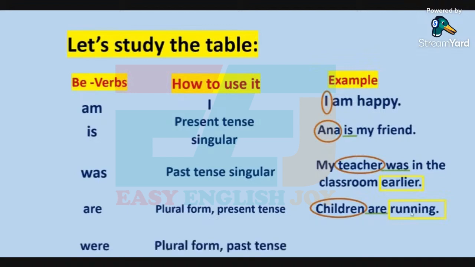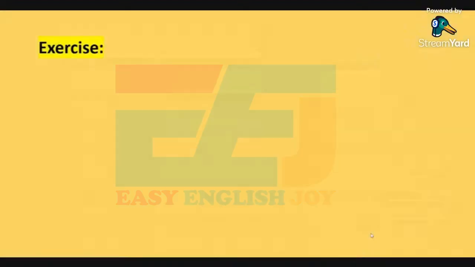Were is used in the plural form past tense. Example, they were dancing yesterday. They is plural. Were is in the past form. And we have here the time expression yesterday. So the action took place in the past. So we use were. Next slide.